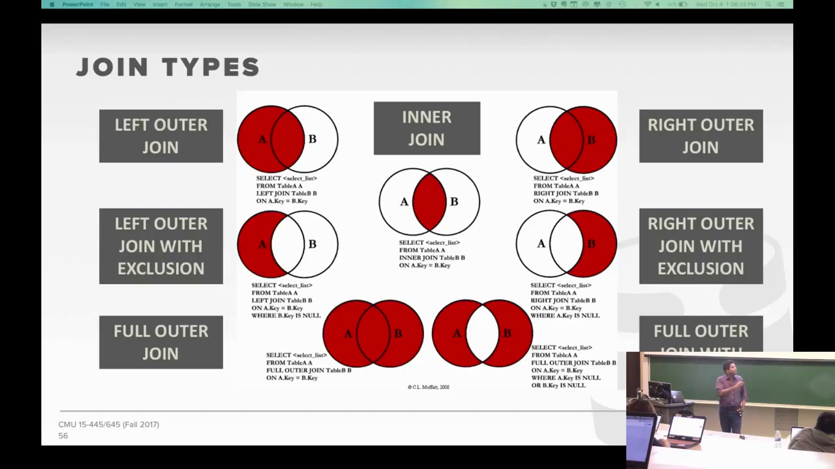Now, we implement these join types using different join algorithms. So make sure that you can grasp the difference between join algorithms that are used inside the database system and join types that are used by the end user. Okay. So let's do a case study.